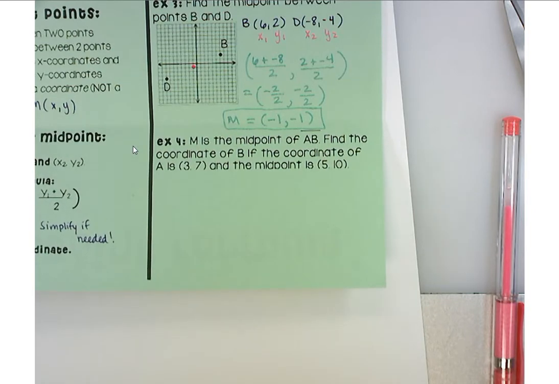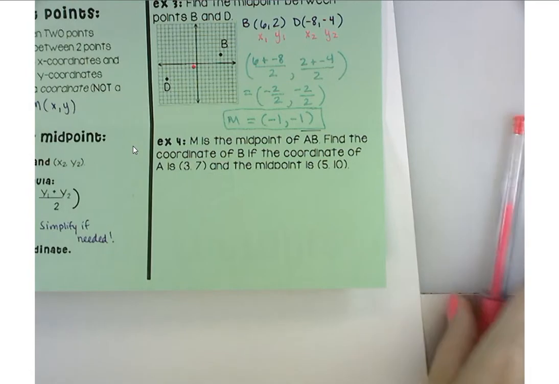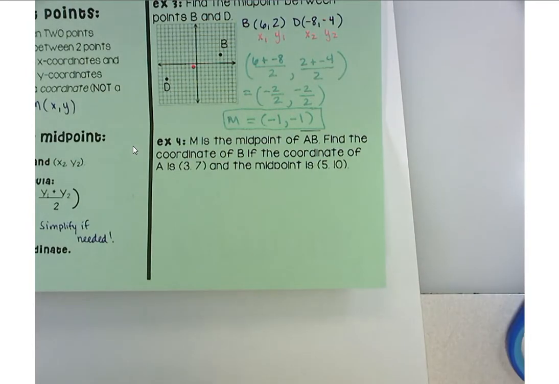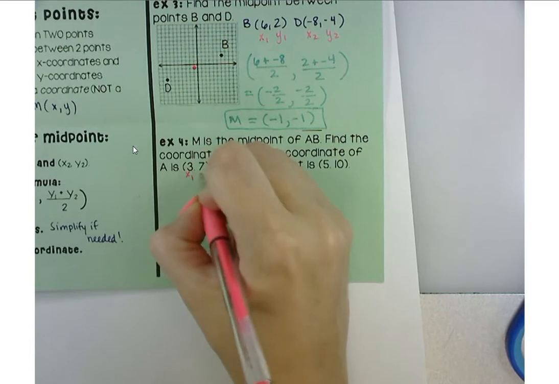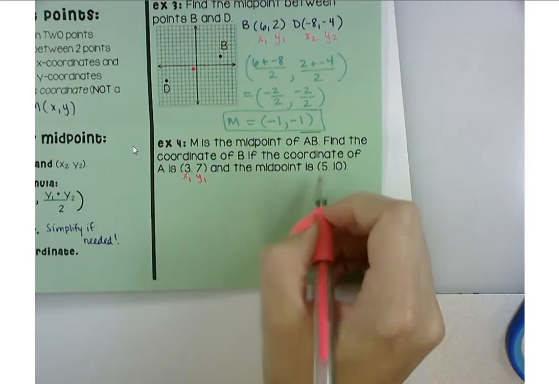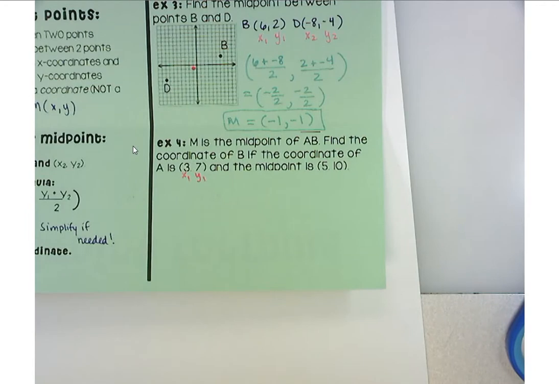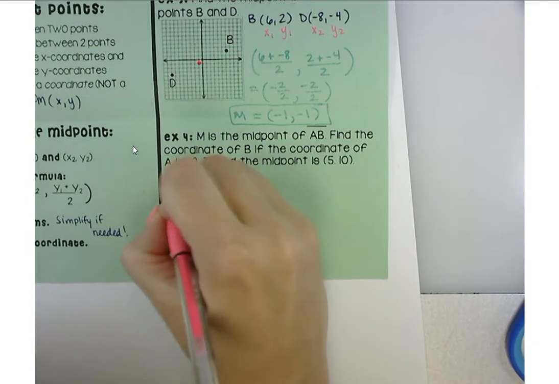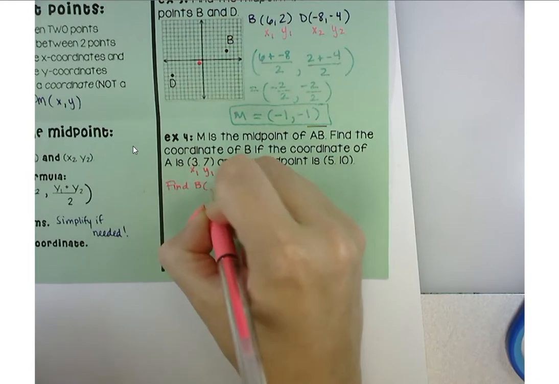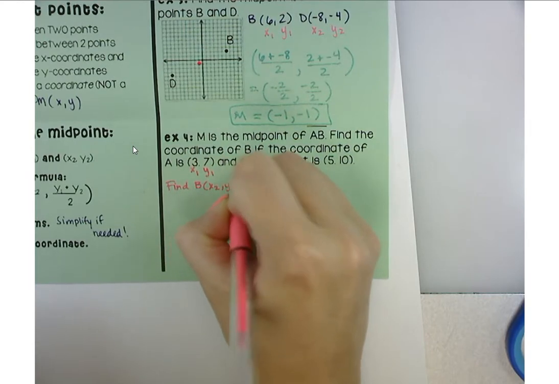Okay, so notice that this one is a little bit different. They tell you that M is the midpoint, and it says find the coordinate of B if the coordinate of A is 3, 7, and the midpoint is 5, 10. So notice here that they give you x1, y1. They give you the midpoint, but what you have to find is coordinate B. Okay, so B is our unknown.